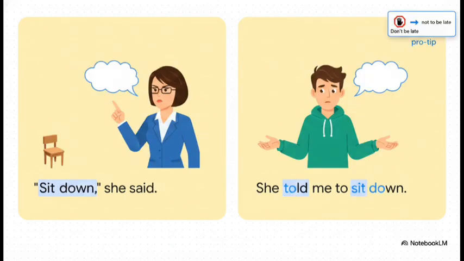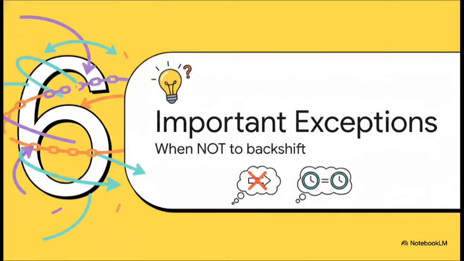Now, commands are even easier. We don't backshift the verbs at all. Instead, we use a strong reporting verb like "told," "asked," or "ordered," followed by "to" plus the verb. "Sit down," she said. This smoothly transforms into, she told me to sit down. If it's a negative command, like "Don't be late," you literally just add "not." He told me not to be late. It is incredibly efficient.